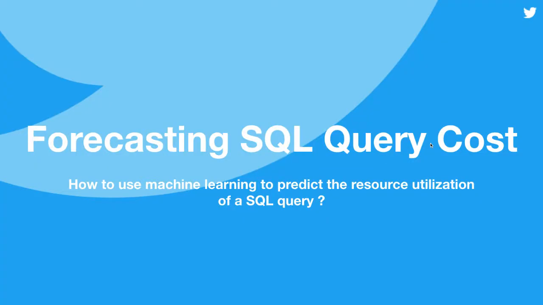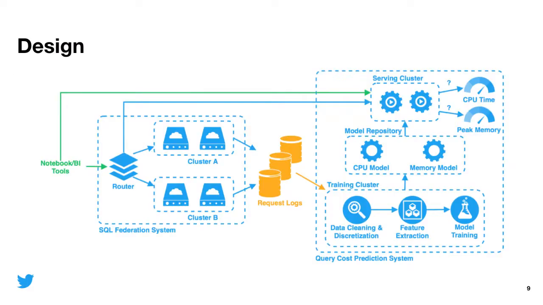So that's the second section I want to cover today, which is about how we have used machine learning techniques to predict the resource utilization of a SQL query. And here is the overall design of the SQL Federation combined with the query cost prediction system we have built at Twitter. For each query processed in the SQL Federation system, it will generate a piece of request log, which will finally be stored in a central storage.